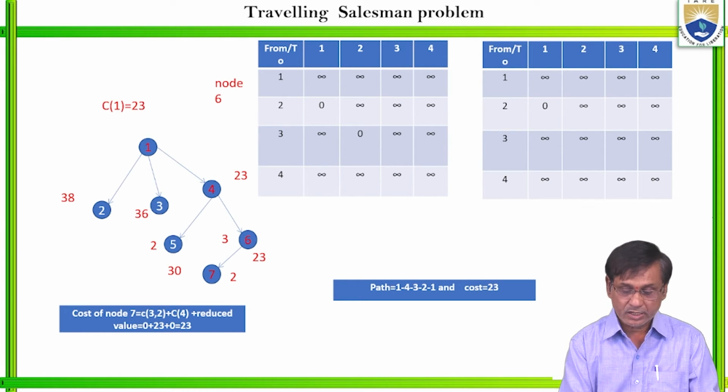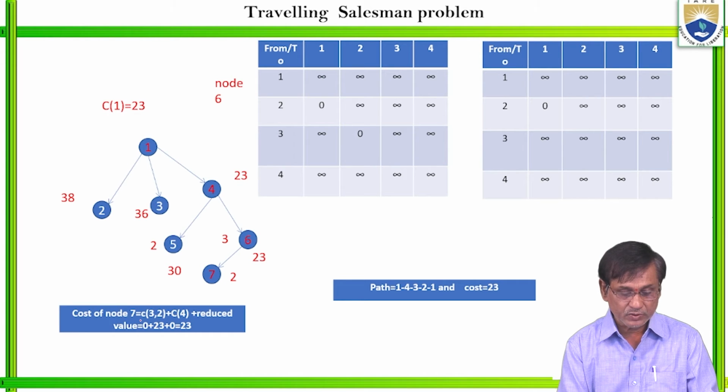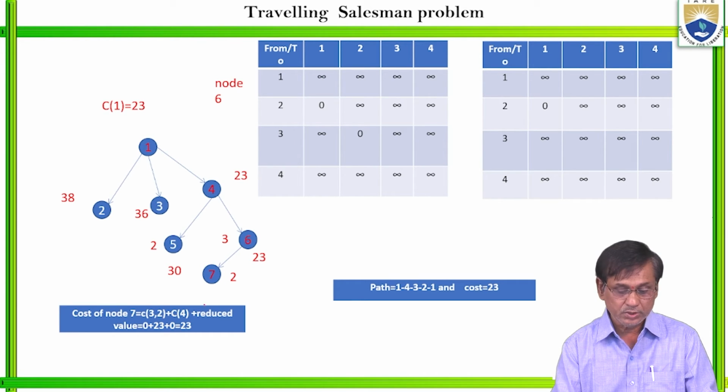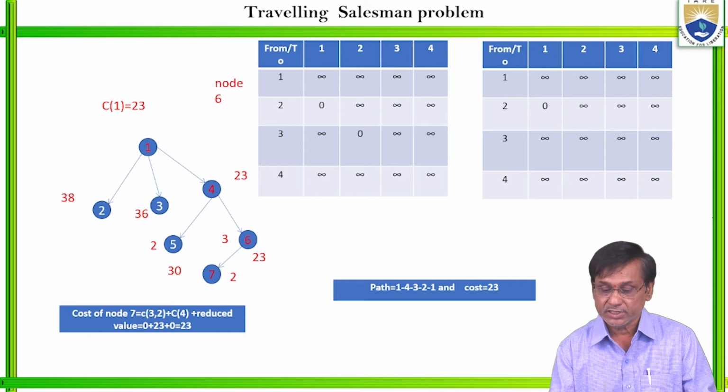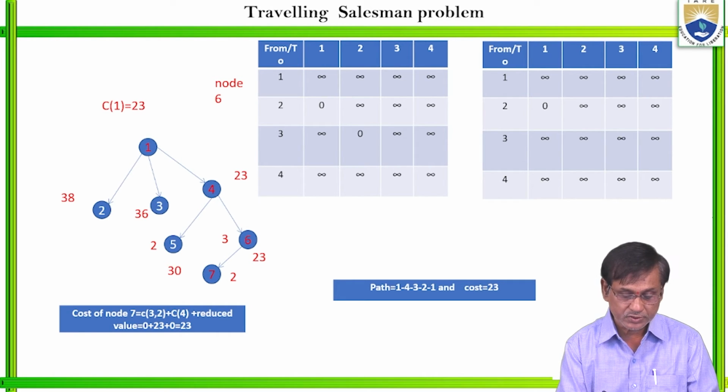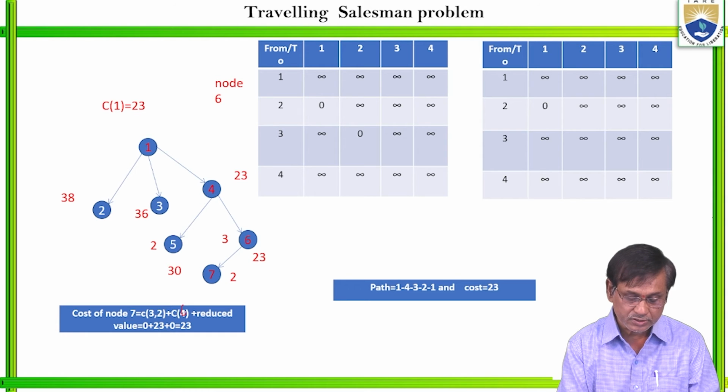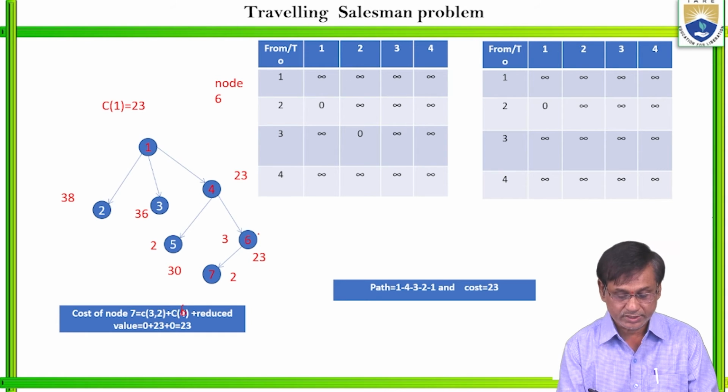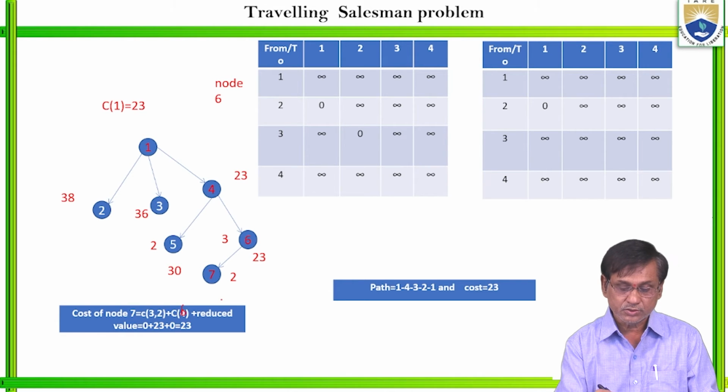Now we can calculate the cost of the node 7. So the cost of the node 7 is equal to the cost of 3 2. Cost of 3 2 is 0 only. Next, the cost of the node 6 we have to take. The cost of the node 6 is also 23. So the reduced value is 0, so 0 plus 23 plus 0. Node 6 is also 23, so the total cost is 23.